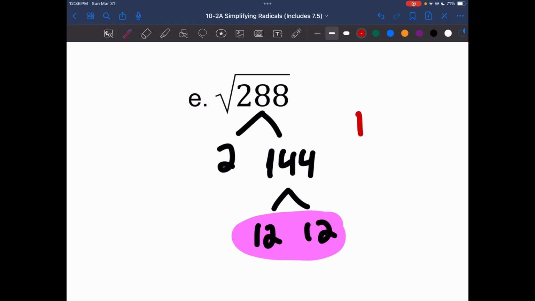So we bring that 12 to the outside, and what do we have left? We have a 2 left under the radical. So it's 12 times the square root of 2.